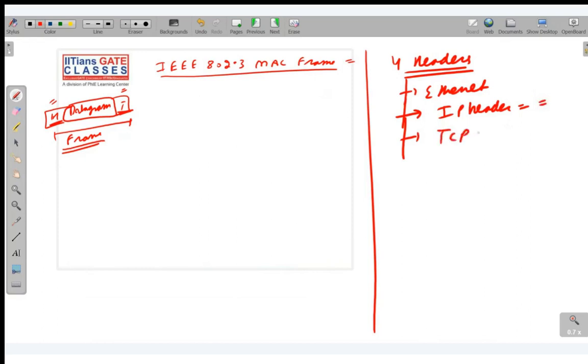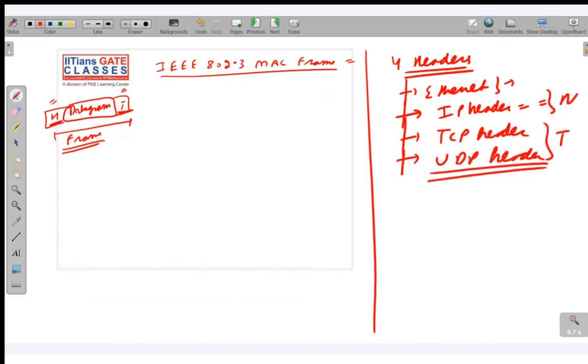Next, we are going to study the TCP header. Many questions have been asked from this also, and we will study the UDP header also. The UDP header is very easy, no need to worry. These two we will study at the transport layer, this we will study at the network layer, and this we are studying at the data link layer. So a total of 4 headers are there in your GATE syllabus, and all of them are very important. Almost every time you might face one question from these 4 headers, and it's your luck on which header the question will be asked. But these are very important, so please listen to these things very carefully.